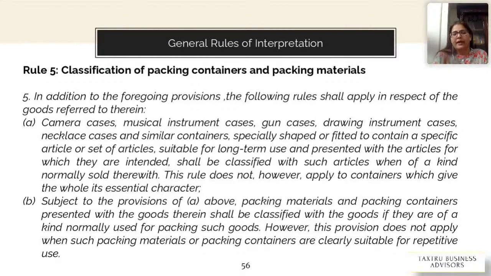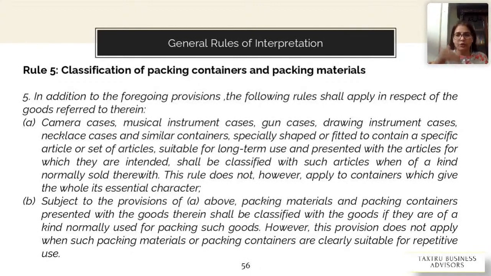You cannot, I don't say that you cannot put anything in that guitar box, but the specific use or the essential characteristic of that particular box is to store a guitar. So, subject to the provision of A above, packing material and packing containers presented with the goods therein shall be classified as per their goods, if they are of a kind normally used for the packing of such goods. However, this provision does not apply when such packing goods are meant for any kind of packing and are clearly suitable for repetitive use.